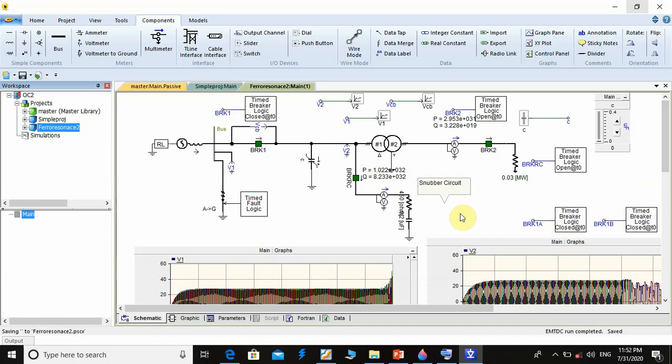Today's video is about the Snubber circuit, the RC circuit. Before we start, we have here a single line diagram for a simple power system: just source, cables and transformer.